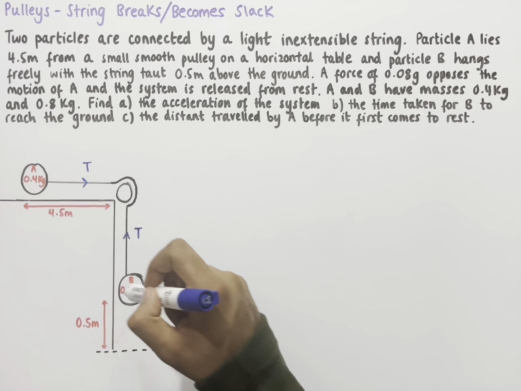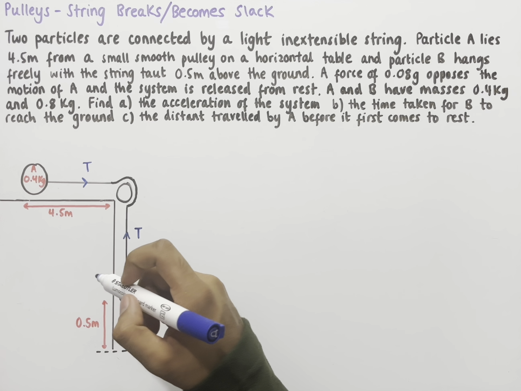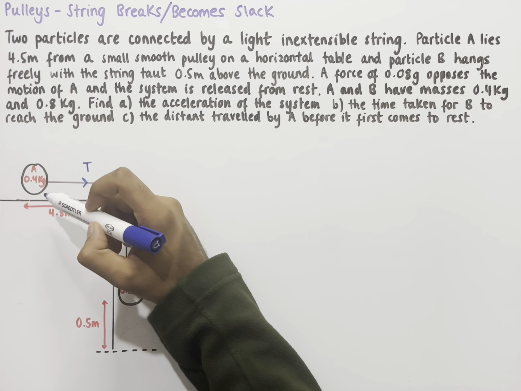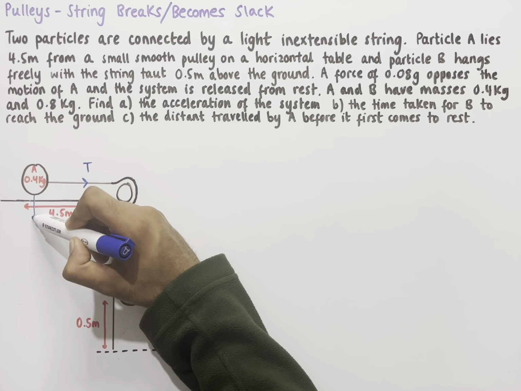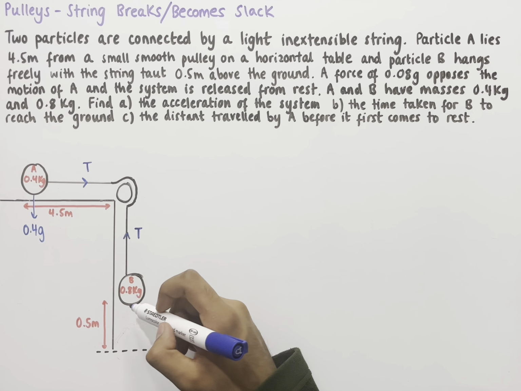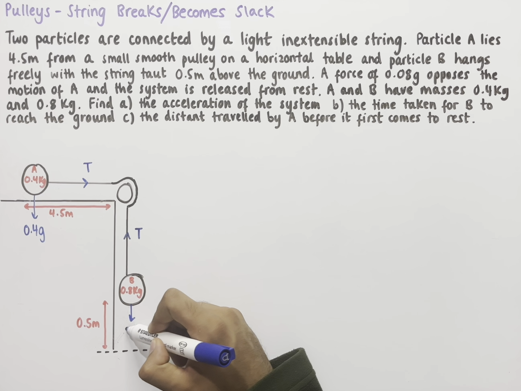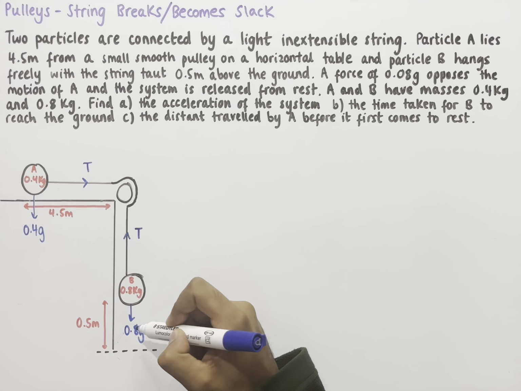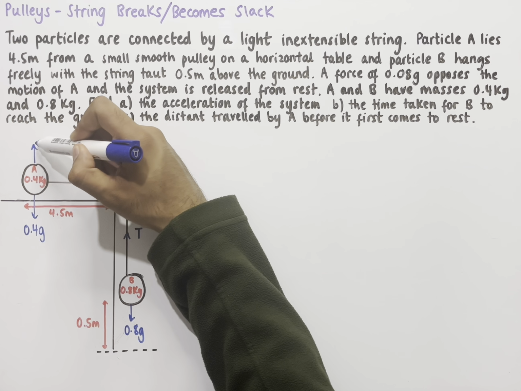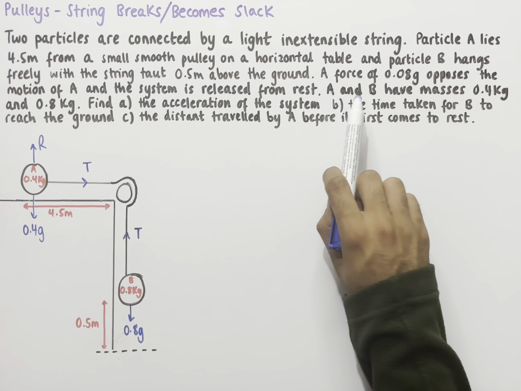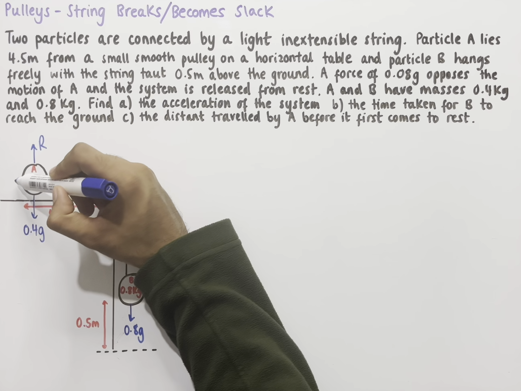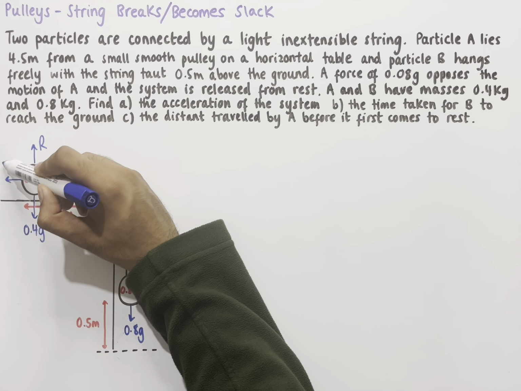Now the weight of both particles act vertically downwards, and weight is given by mass times g, where g is equal to 9.8. And so in this case, for particle A, its weight is equal to 0.4 g. Likewise, for particle B, its weight is equal to 0.8 g, and again, this acts vertically downwards. Because particle A is in contact with the table, it must have a reaction force acting upwards, and in the question we're told that there's a force of 0.08 g which opposes the motion of A, and so this force must act towards the left, which we'll mark on here.